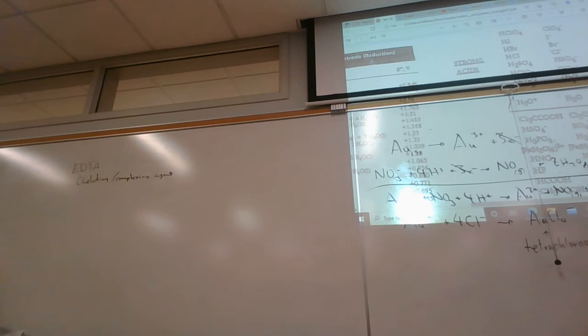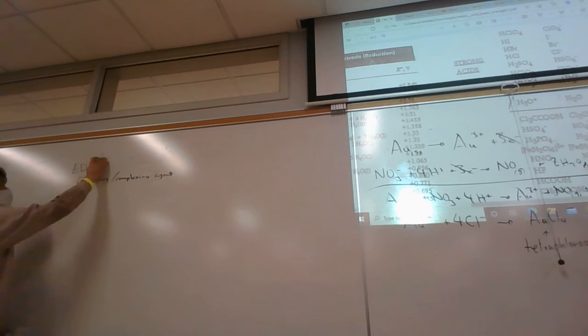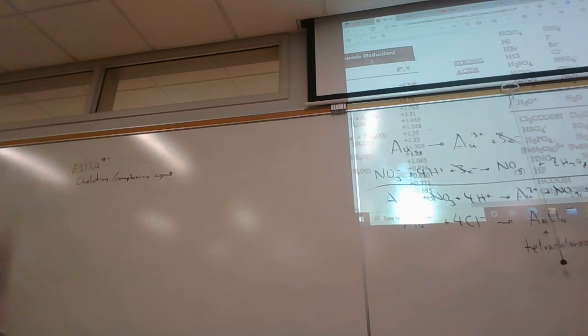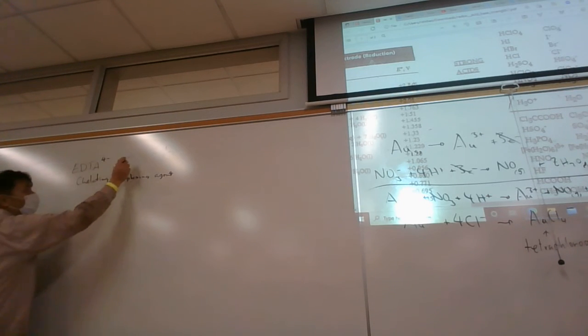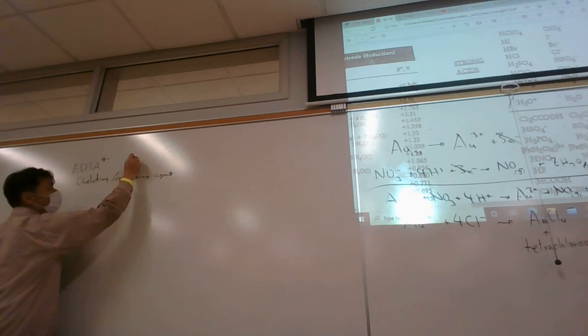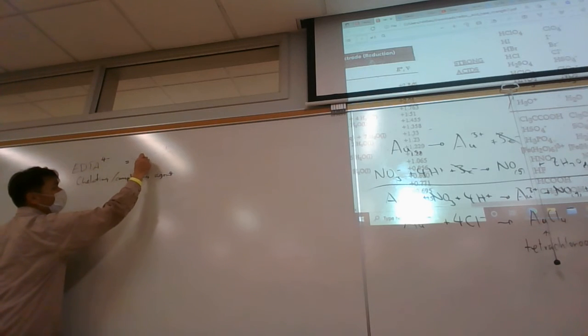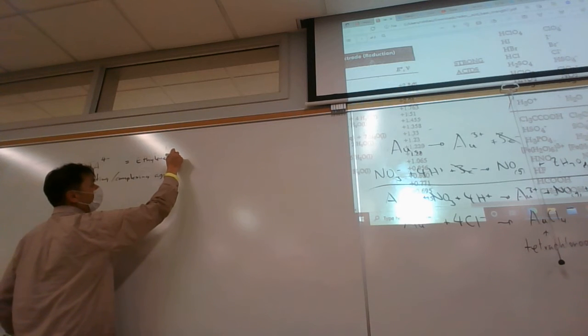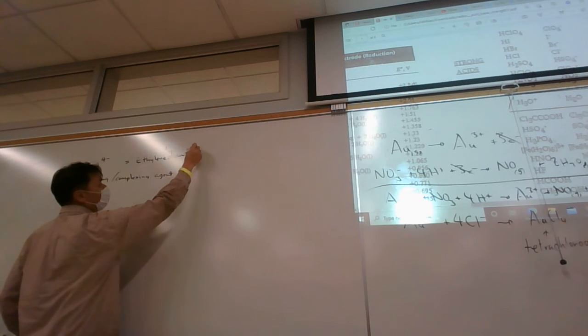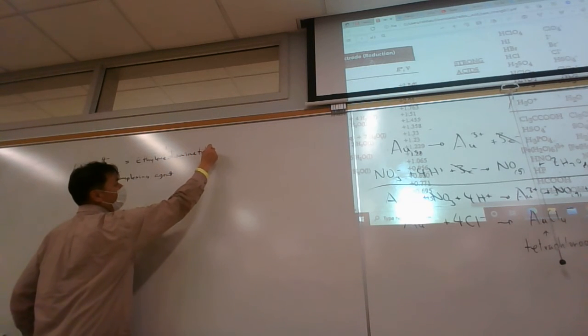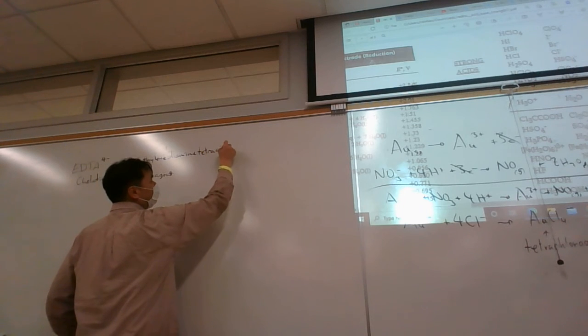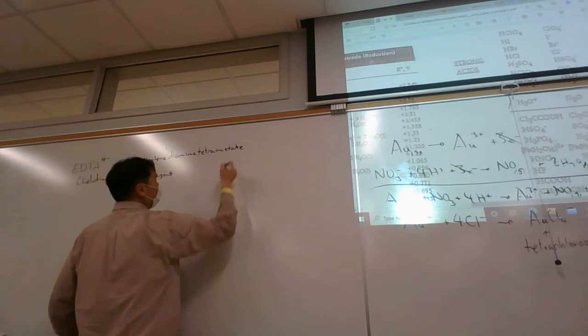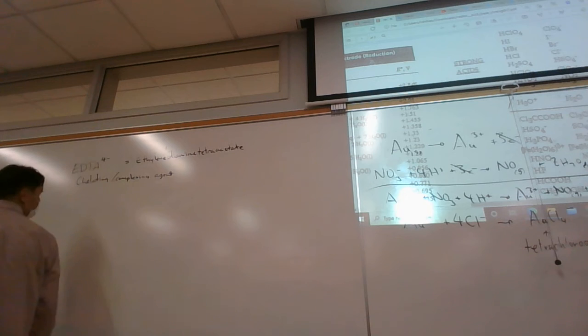And so EDTA is an excellent Lewis base. EDTA actually has a 4- charge. And so we're going to draw this one out here. This EDTA equals ethylene diamine tetraacetate, or let's call it acetate. Ethylene diamine tetraacetate ion.